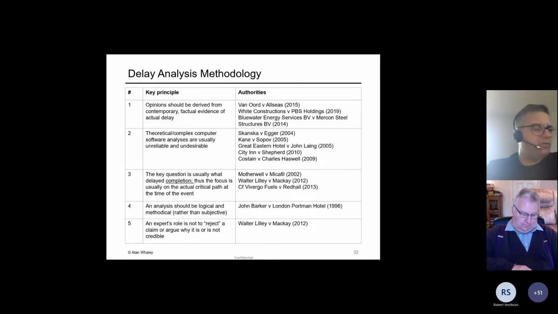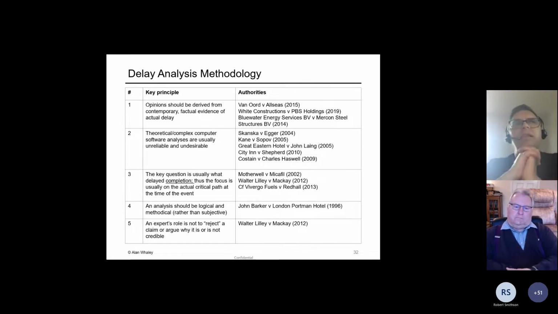There's a few key principles that also practically speaking underpin methodologies, and I've listed 5 of them there. I think the main one really is that, at least in forensic delay analysis, what we're trying to do is derive our findings from factual evidence of actual delay. There's lots and lots of case law that supports factual methodologies over theoretical ones. You can see how in that second key principle there, that theoretical or complex computer software analyses are usually undesirable. And there's a whole stream of case law that confirms this.